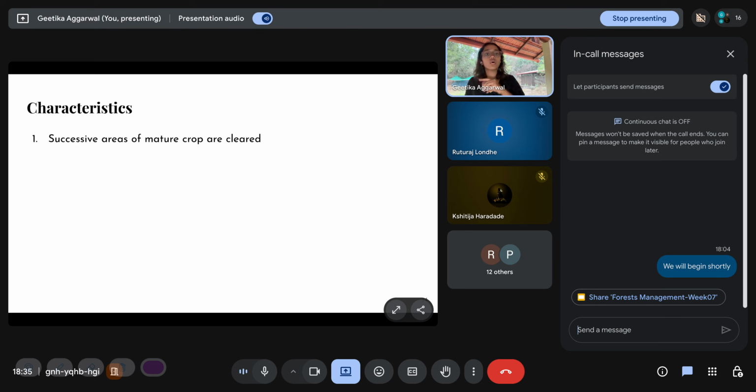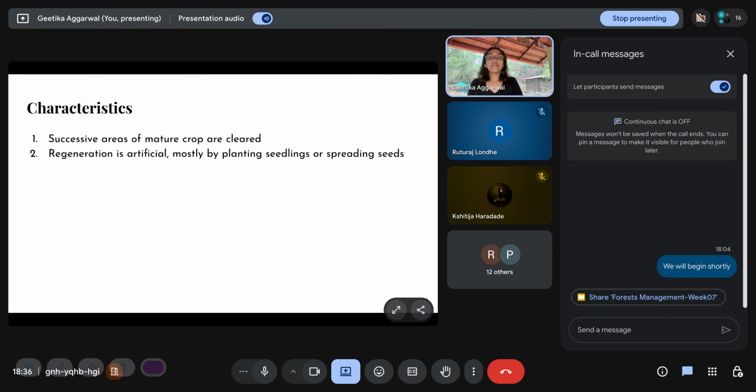By the time you're done with all the n parts and you return back to the first part, you will see that these trees will be mature now, and everything else will fall together in time. So basically that's why successive areas of mature crop are cleared successively. One by one you move along to the next area to clear the crop. Next is the regeneration. Mostly here it is artificial, either by planting of seedlings or by spreading seeds manually, or by using machines. But regeneration is artificial.